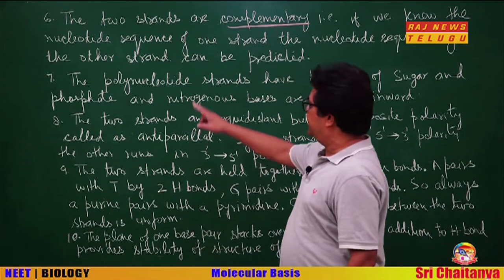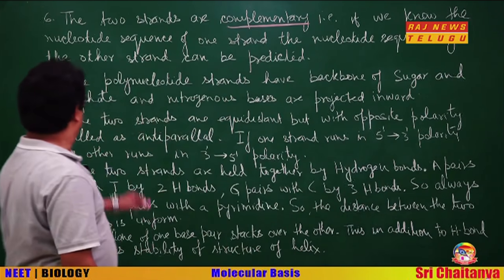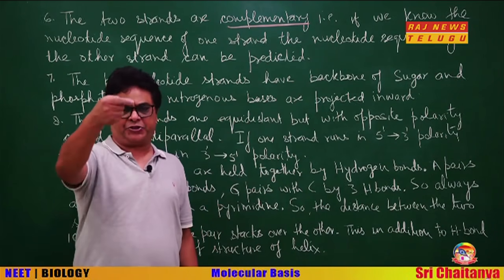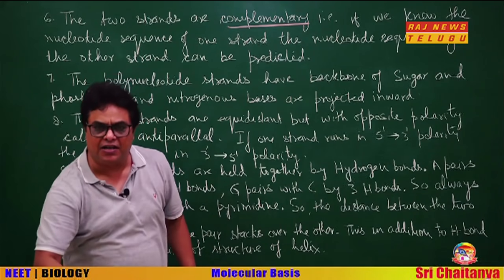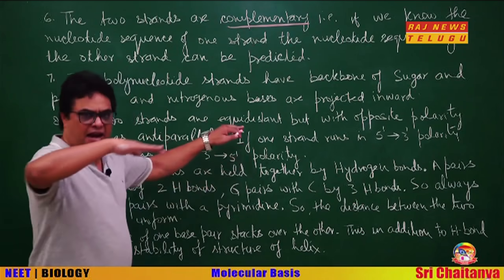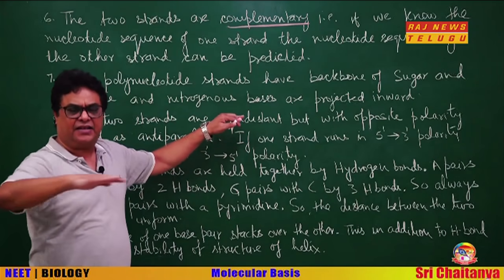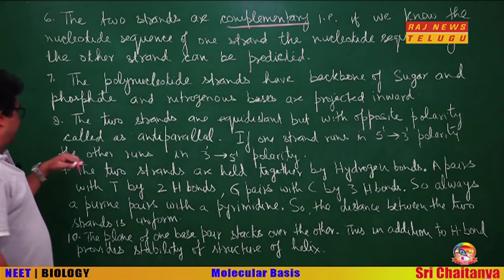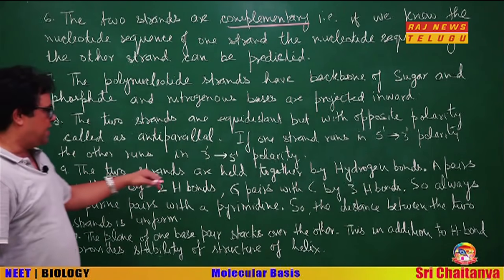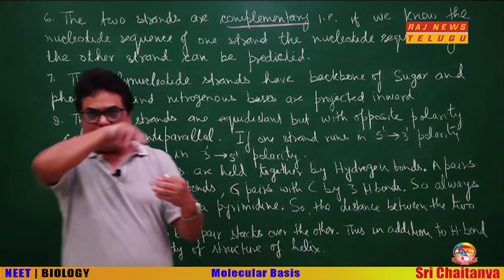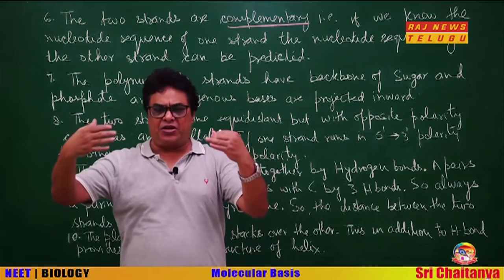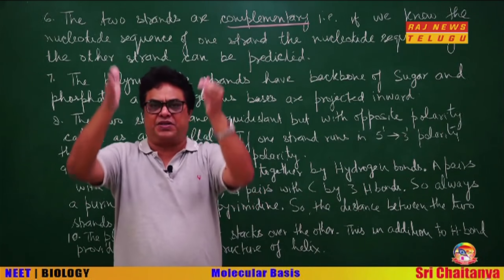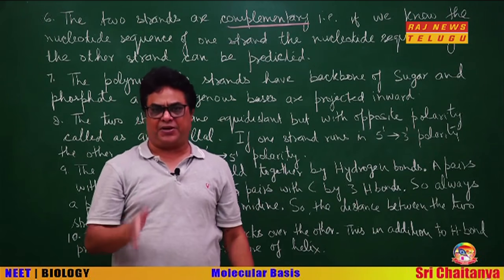Next feature is that the polynucleotide strands have a backbone of sugar and phosphate, which alternate with each other. The nitrogenous bases are projected inwards, at right angle to the backbone. Next, the two strands are held together by hydrogen bonds. The nitrogenous bases of the two strands are joined by hydrogen bonds.